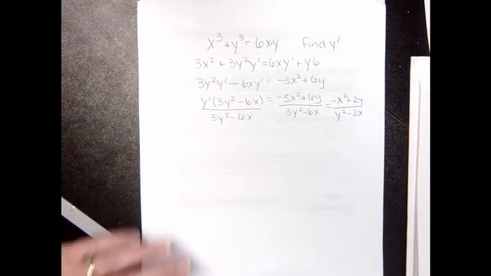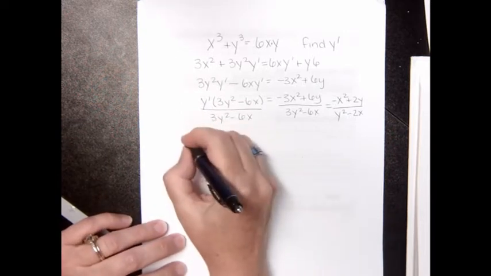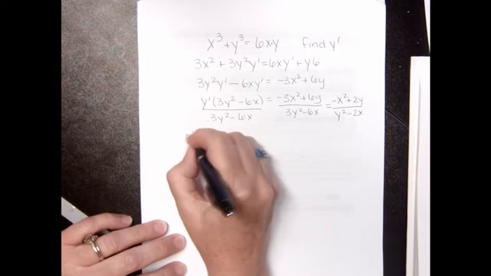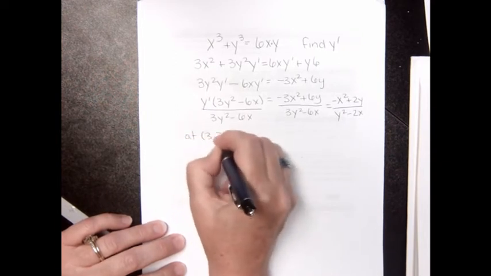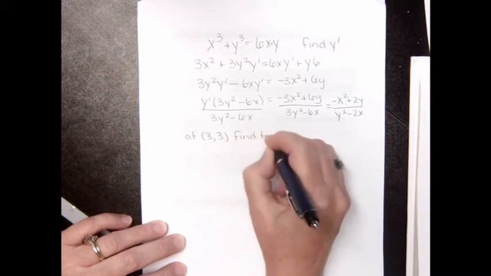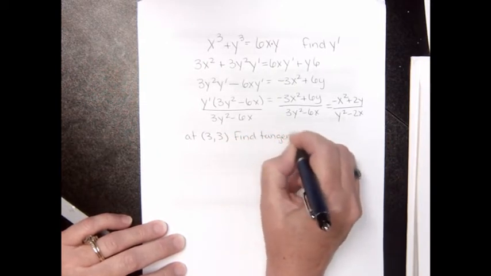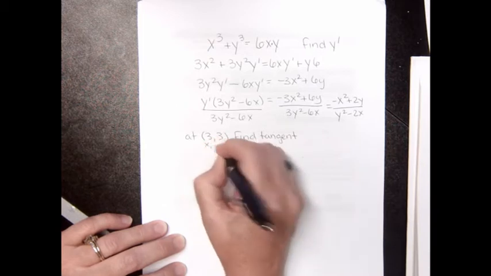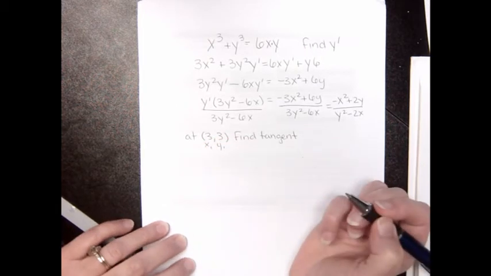All right, so now the question is, find the tangent at point 3,3. Okay, so here at point 3,3, find the tangent. Now it's giving me x1 and y1, both is 3.